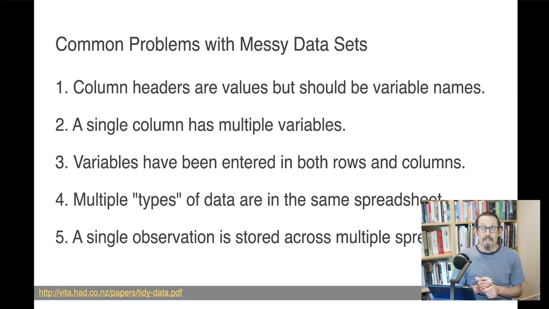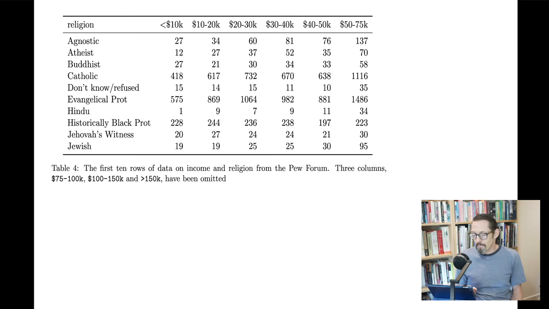A single column has multiple variables, where you try to cram multiple things into a single column. You can easily imagine that case. Variables have been entered in both rows and columns. I'm going to show you an example in the very next slide of that. Multiple types of data in the same spreadsheet, mixing and matching doctors, disk stuff, and demographic stuff. And a single observation stored across multiple spreadsheets is another pain in the butt thing.